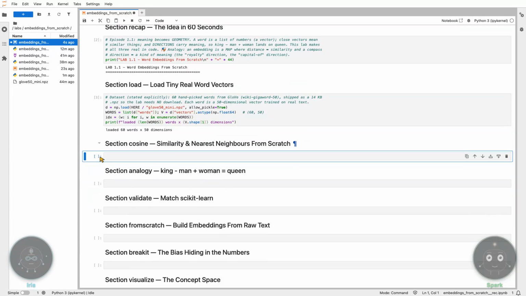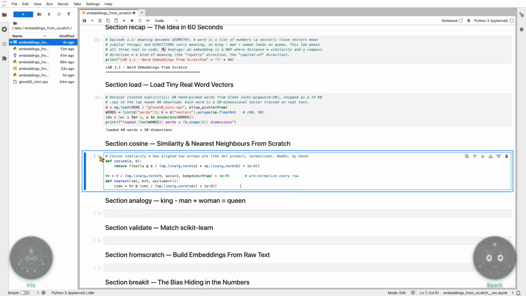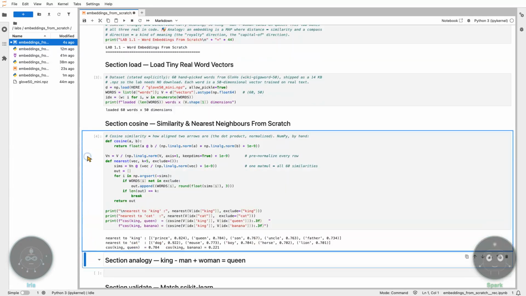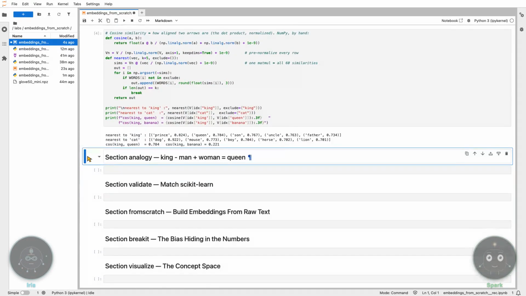Section 3. Similarity and nearest neighbors from scratch. Cosine similarity is just the dot product, normalized, how aligned 2 arrows are. One matmul gives every score at once. King is closest to prince and queen. Cat is closest to dog.